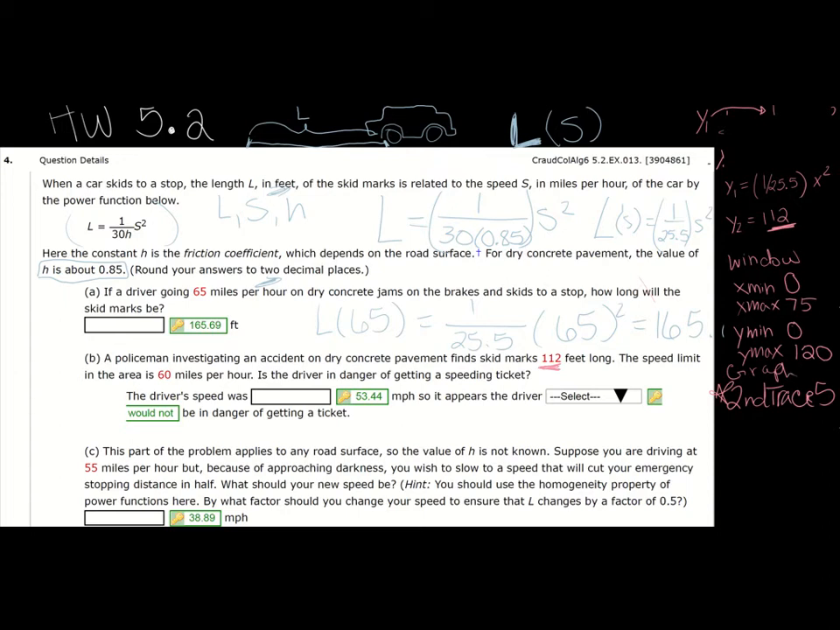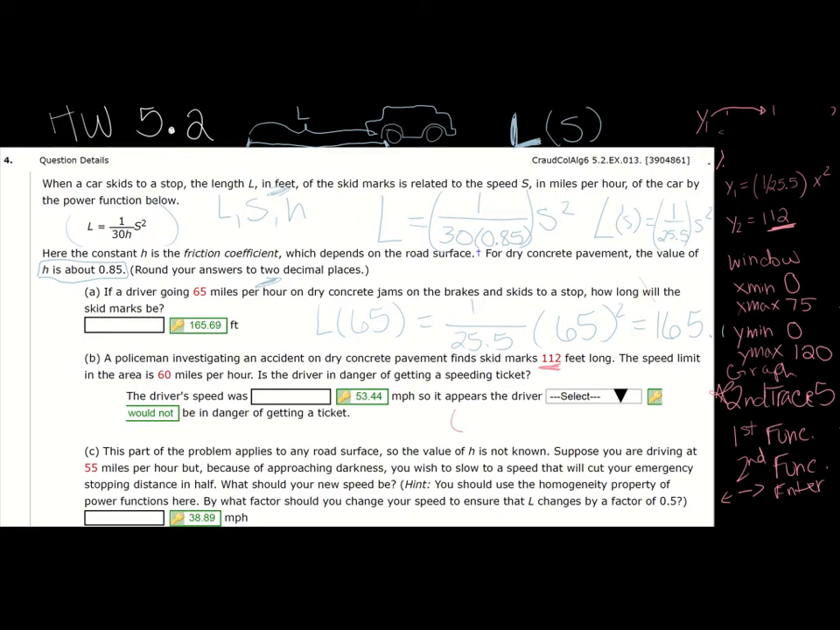That's going to give you a nice visual. And then you can hit second trace 5. Second trace brings you to your calculation menu, and option 5 is the intersection calculator. It's going to ask you three questions. It's going to ask you to press enter on the first function, press enter on the second function, and then arrow a little bit left or right to move towards the intersection and press enter. That's called your guess.